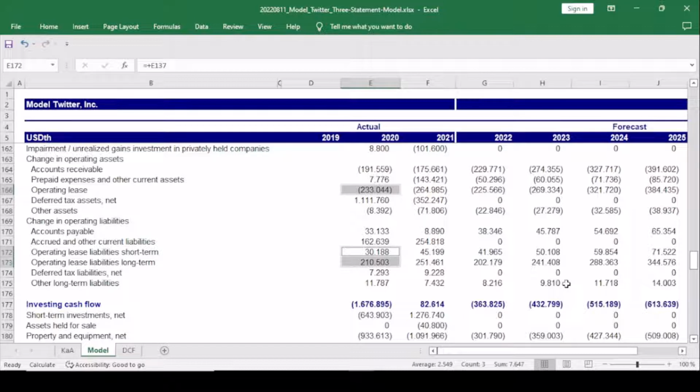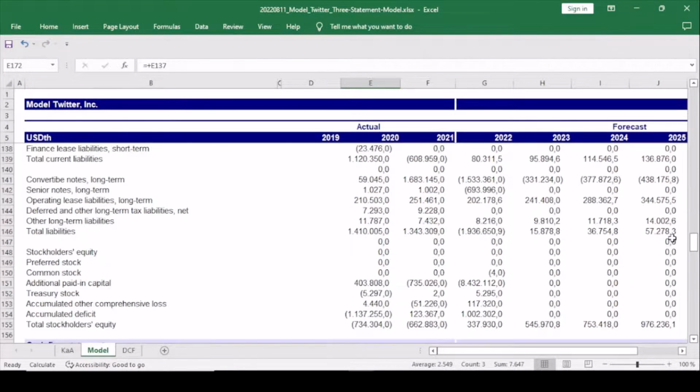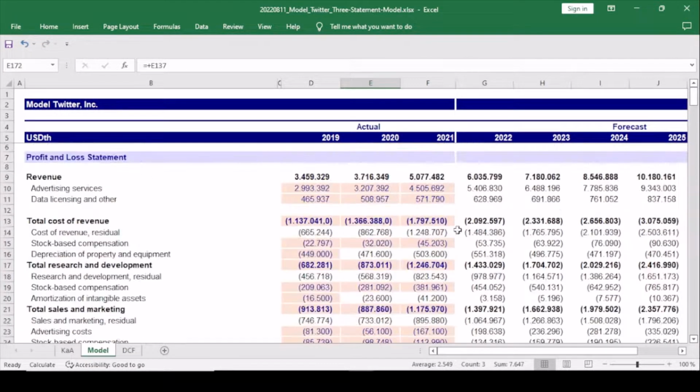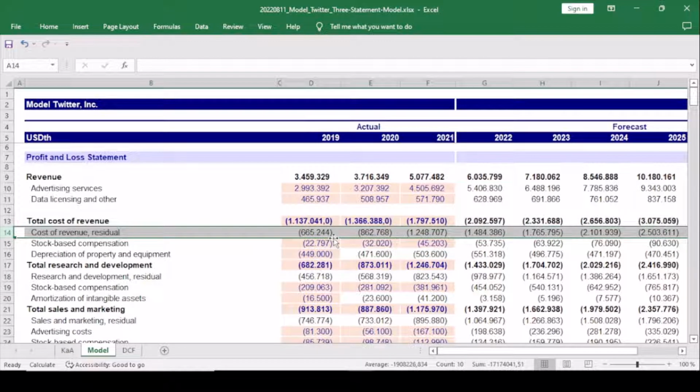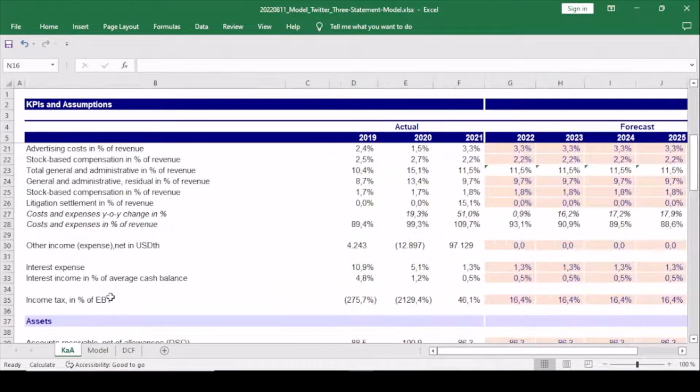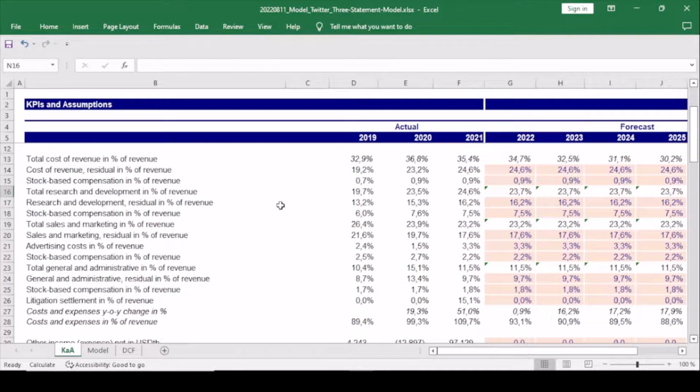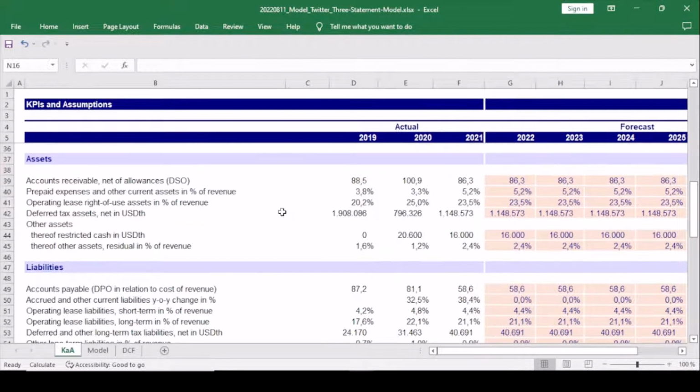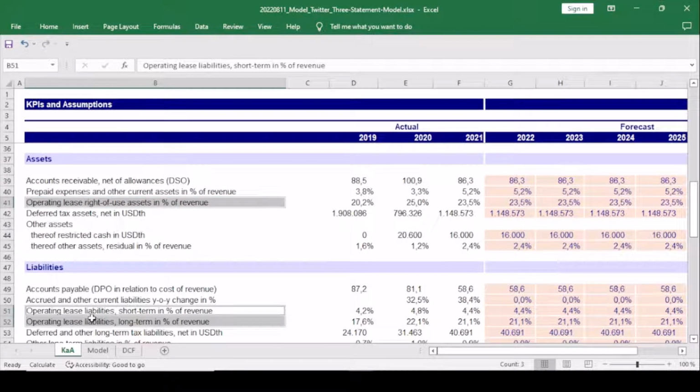The reason is that the relevant cash out in relation to operating leases is already accounted above EBIT in cost of revenue. At this stage, however, we do not adjust due to the rather small effect on the overall valuation. Furthermore, we could also adjust our assumptions to reduce the difference in assets and liabilities by adjusting the relevant figures in the assumption sheet.